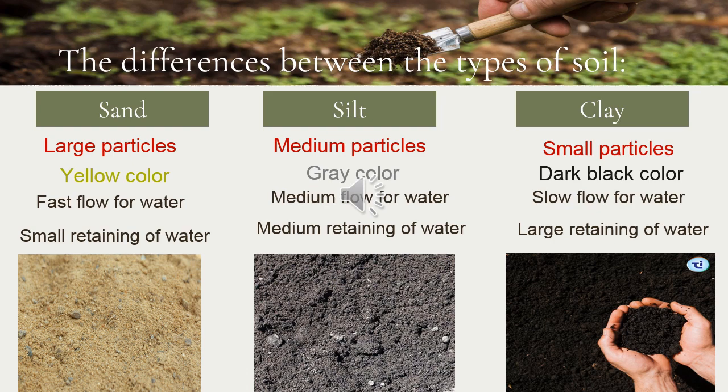Look here in these pictures. How many types of soil can you see here? Super. We can see here three different types of soil: sand, silt, and clay. Can anyone tell me what are the differences between the three types of soil? The sandy soil is yellow soil. The silt soil is gray soil. But the clay one is dark black in color.